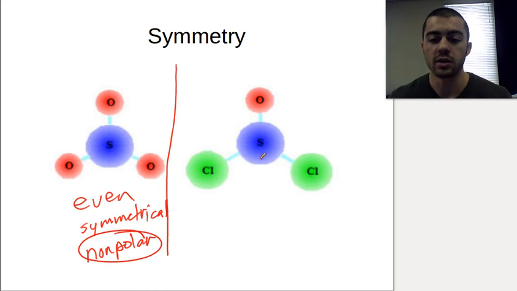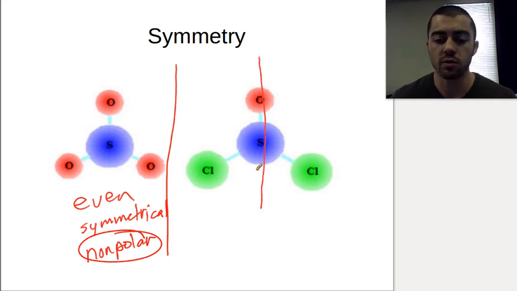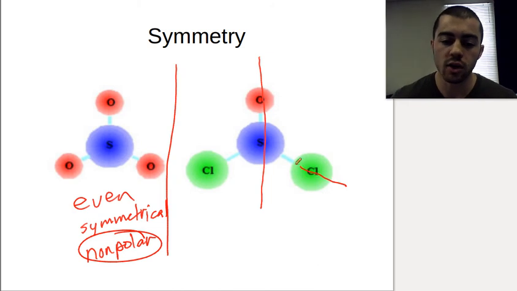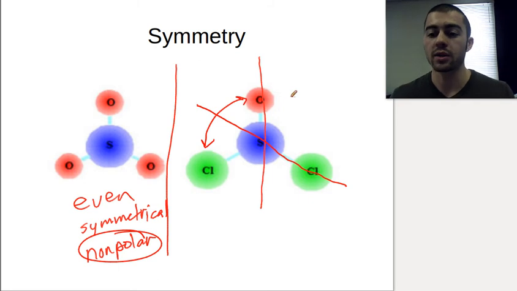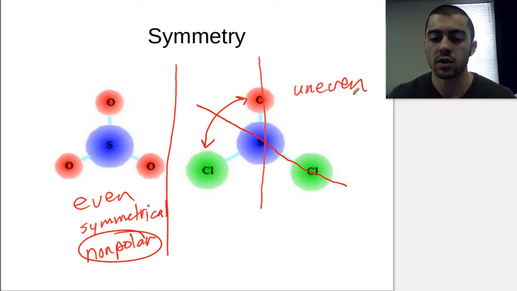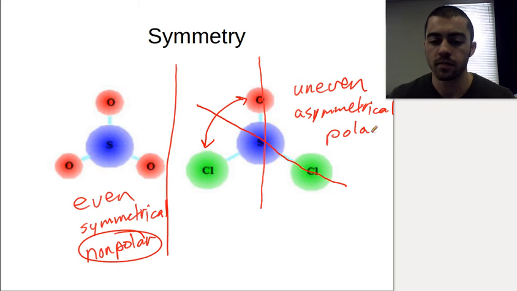If the molecule is asymmetrical in any way, that makes it polar. So if we look at this one, we could draw one line of symmetry down the middle here, and we could fold it up and the chlorines would match up with each other. But what if we try and draw a line of symmetry down this axis like this? Then we're trying to match up this chlorine and this oxygen, which are not the same element. So this is an uneven distribution of charge, which makes it asymmetrical, which then makes it polar.